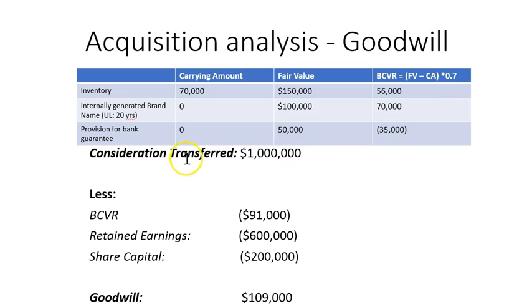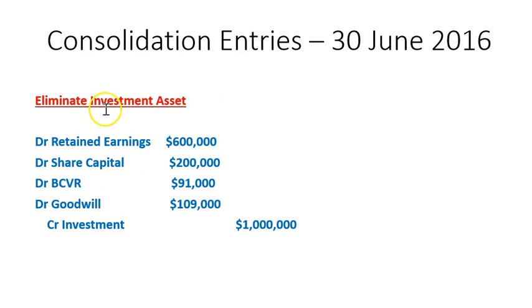So then our acquisition analysis going on. Our payment was $1 million, less the sum of our BCVR, it's $91,000, calculated here. Our retained earnings, $600,000 from the question. Share capital, $200,000 from the question. So when you go 1 million minus these three here, you get goodwill of $109,000.